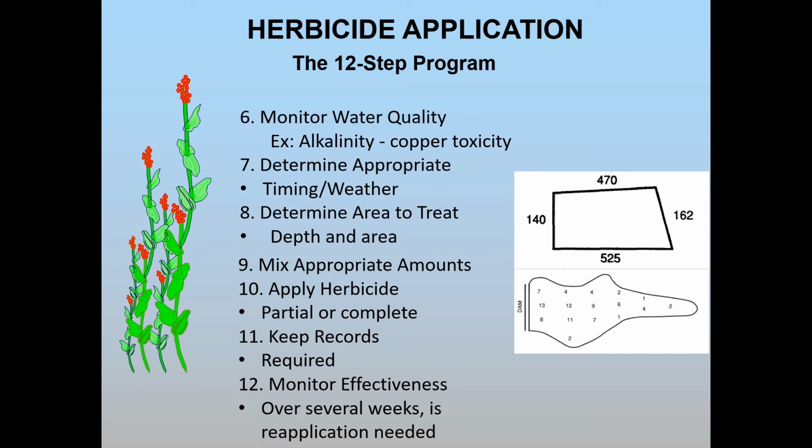You can do this by different ways, taking multiple measurements of depth and then breaking up the pond, if you will, into different shapes. Say this is a triangular shape. This could be a square shape here, a rectangular shape here. And you can then calculate the surface area and with the depth, you can calculate the volume. So this is very important to do. And then from that information, then you can mix the appropriate amounts and apply the herbicide.